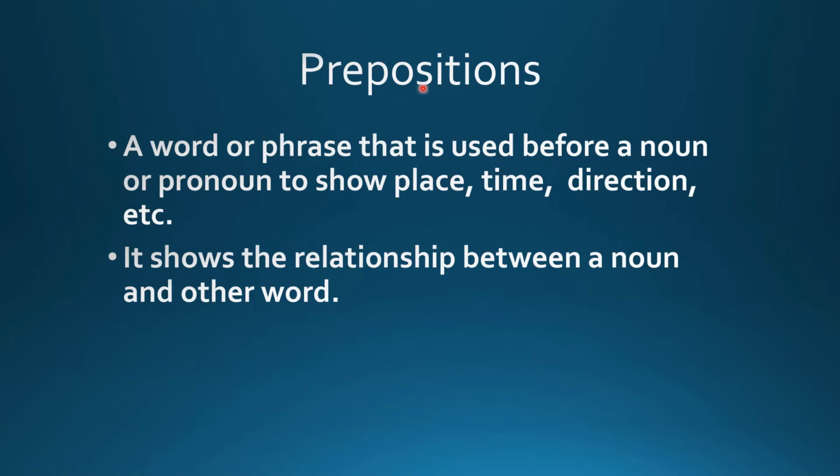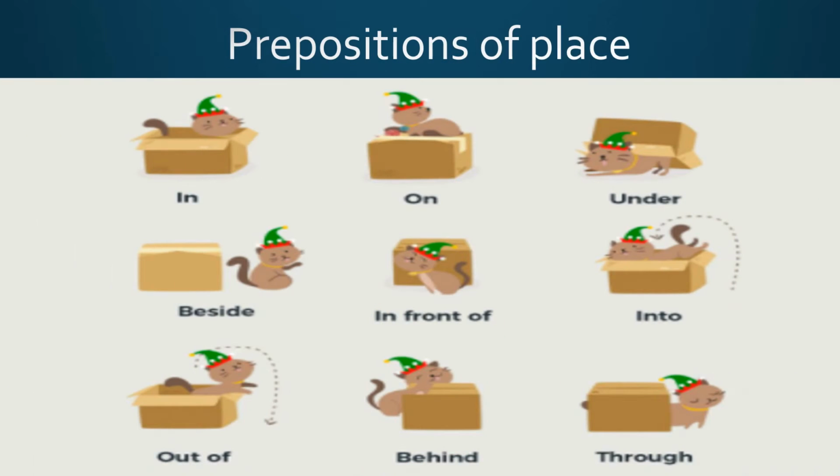What is a preposition? It is a word or a phrase that is used before a noun to show its place, time and direction. Why it is important is that it shows the relationship between a noun and the other word. We have many prepositions according to their usage.